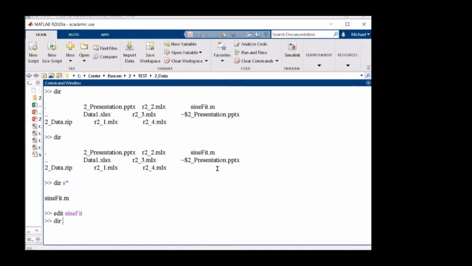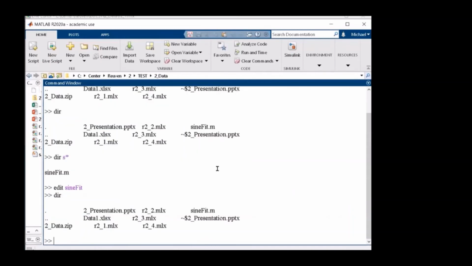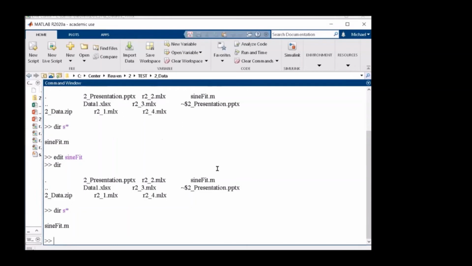Yes, here you see the dir. It's a command from DOS. This command may be 40 years old. It's directory, what files are inside, and you can see every file in this directory. But if you need a particular file which starts with S, you can ask for S and star, and you can see only the files that start with S. Very interesting, thank you.